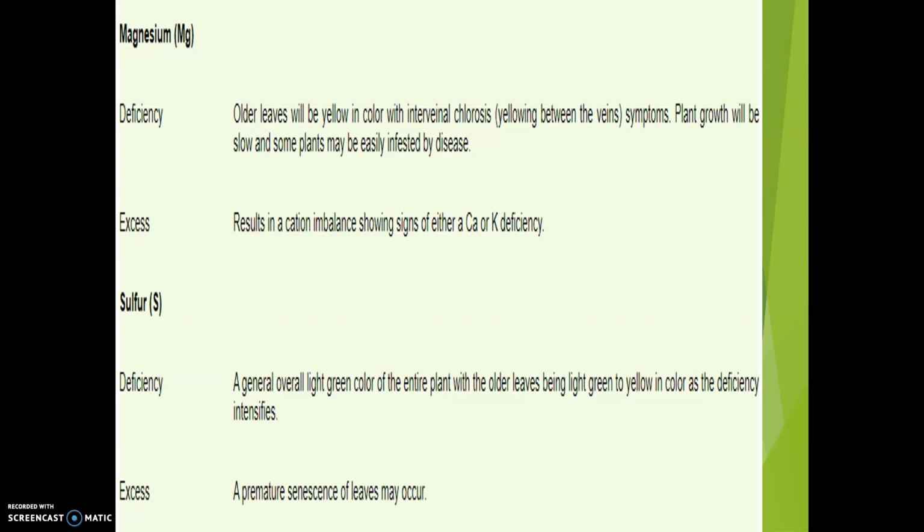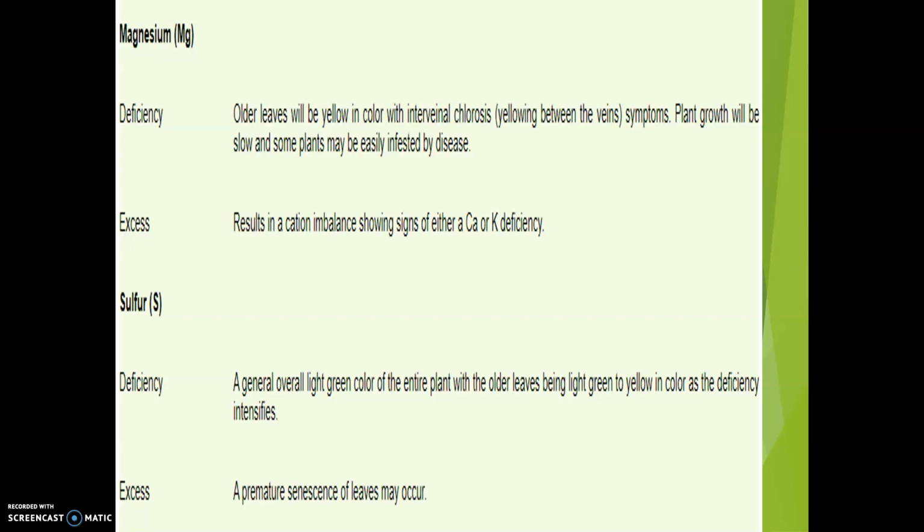Magnesium deficiency includes interveinal chlorosis, then leaf margins become yellow, sometimes reddish purple, while the midribs of the leaf remain green. This is a particular symptom of magnesium deficiency. Coming to toxicity, it results in cation imbalance showing calcium or potassium deficiency. A higher level of magnesium will cause deficiency of calcium or potassium.